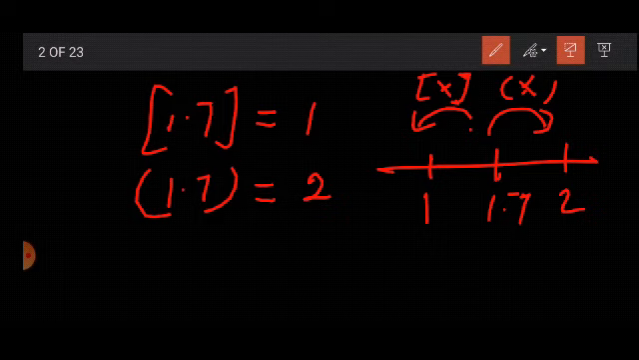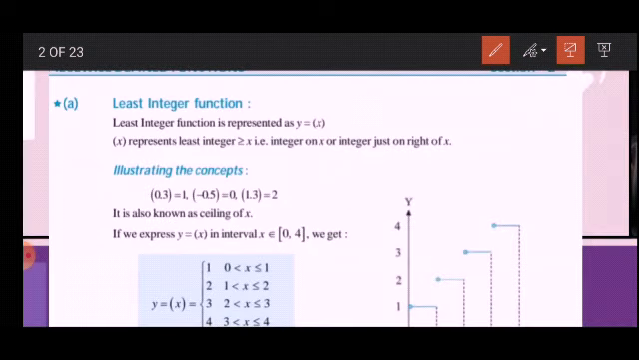Let's take some more examples, in negative numbers and others also. So this is the illustration of the least integer concept. For 0.3 the value is 1, for minus 0.5 it is 0, and for 1.3 it is 2. This is also known as the ceiling function. Fine. What is the definition of this ceiling function?